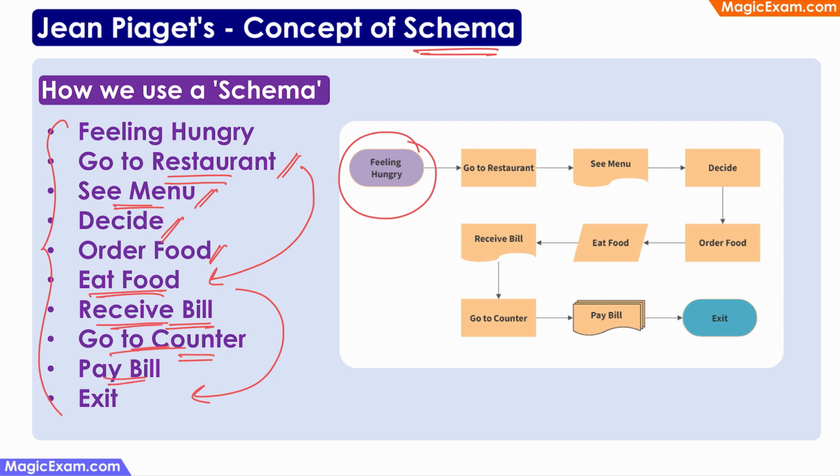So all these bits and pieces of information that I have assimilated or acquired over a long period of time, I have stored in the form of a schema. So the next time I feel hungry and see a restaurant, I know all the steps that I need to follow. So this is how the concept of schema is used in our day-to-day life.